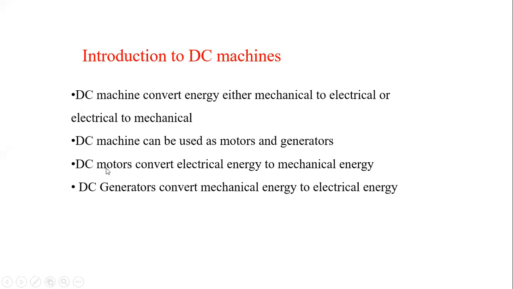Next, DC motors convert electrical energy to mechanical energy. When we give the electrical supply to the motor, it is converted into mechanical energy. Next, what is meant by DC generators? When we give mechanical energy, it is converted into electrical energy. This is the basic introduction about DC machines.